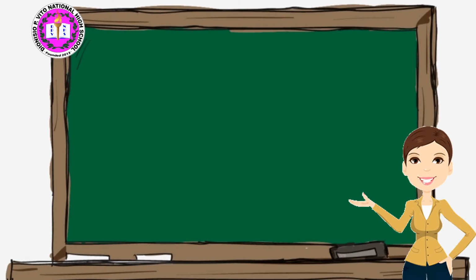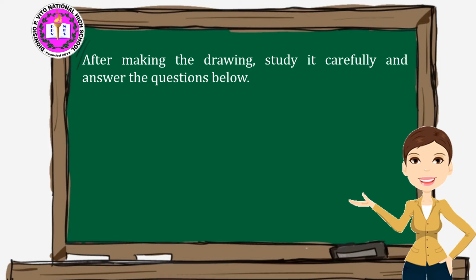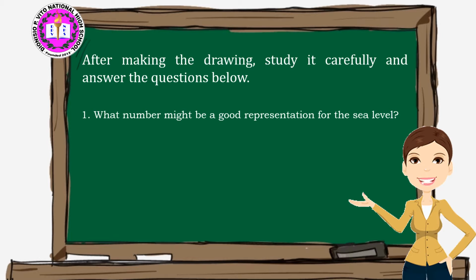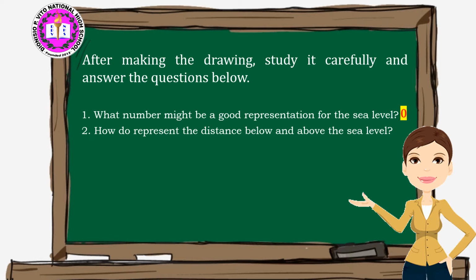So moving on to our activity. After making the drawing, we're going to study it carefully and answer the questions below. The first question is, what number might be a good representation for the sea level? Of course, that was 0. Next question. How do we represent the distance below and above the sea level? Of course, we're going to use the vertical number line.